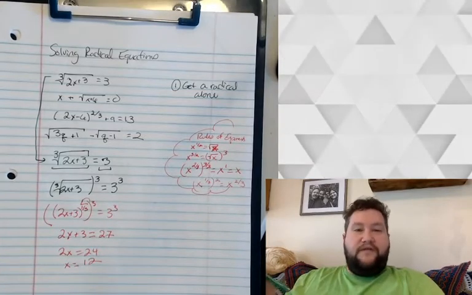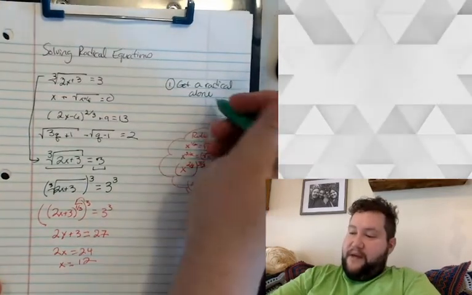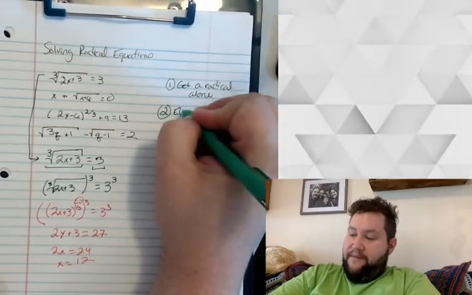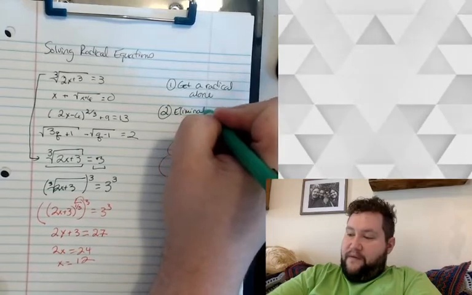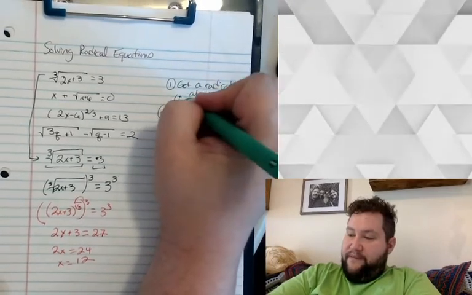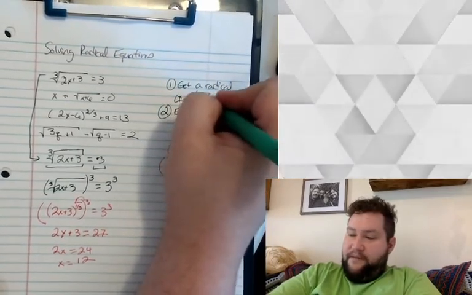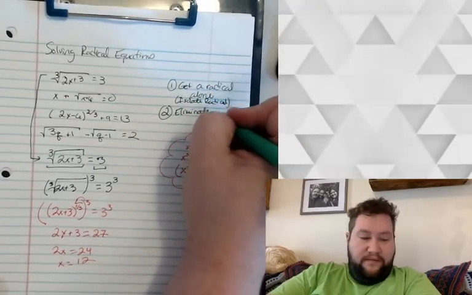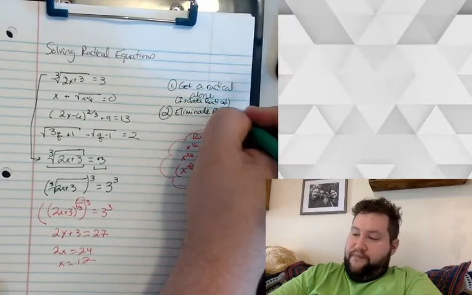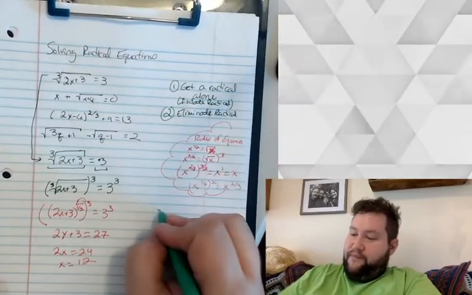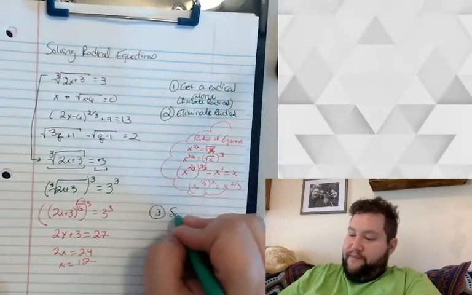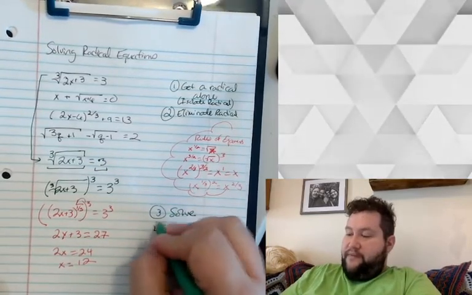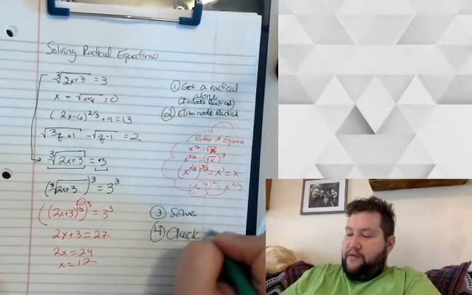So I didn't give you any of your other steps. So we isolate, get a radical alone. We eliminate. So that's isolate the radical, eliminate the radical, solve however you like, and then check our solutions.